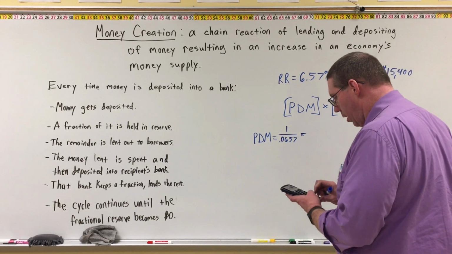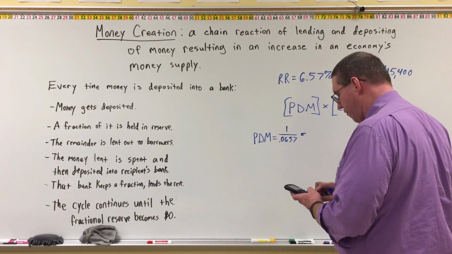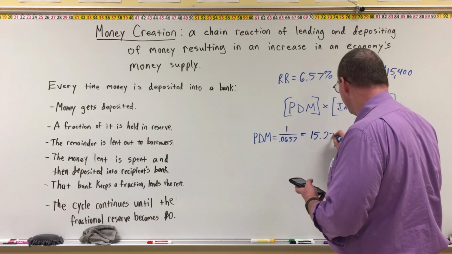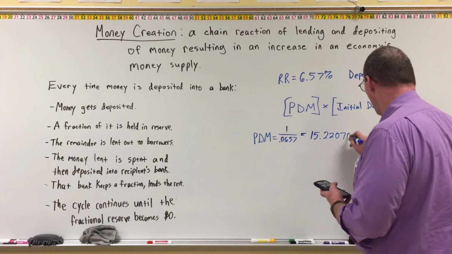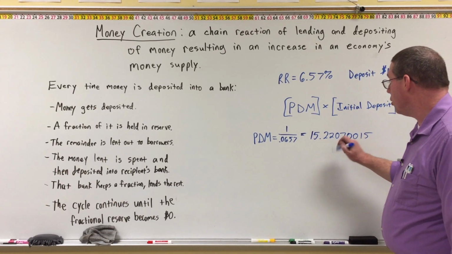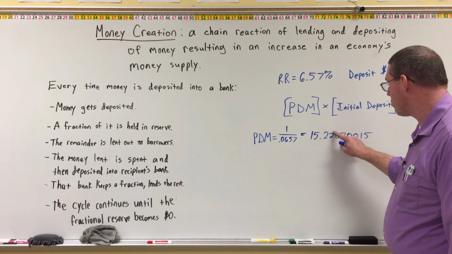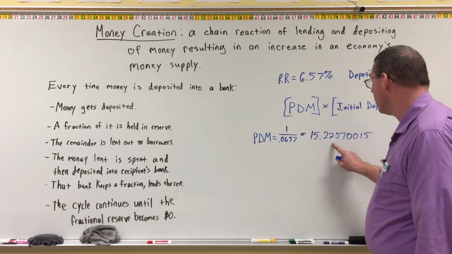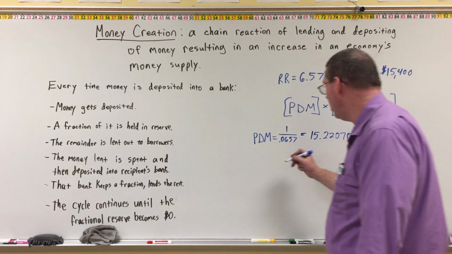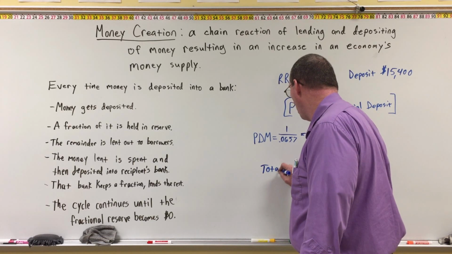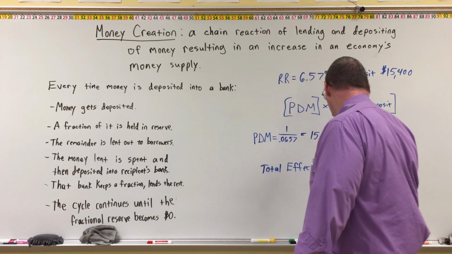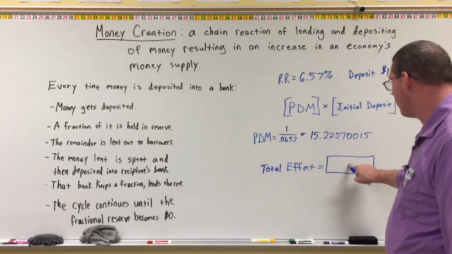When we do 1 divided by 0.0657, we get 15.22070015. Okay? Now, we are not going to use 15.22. We are going to use the whole number because this is not the final answer. We're not putting this in the box. What we're putting in the box is the total effect on the money supply. That's what we want to know. The only answer that can be rounded is this one.